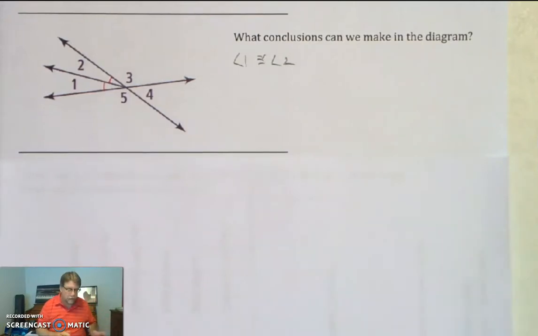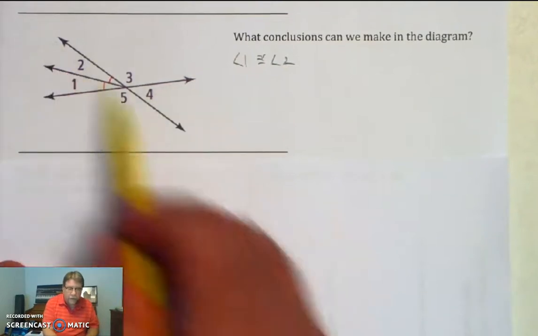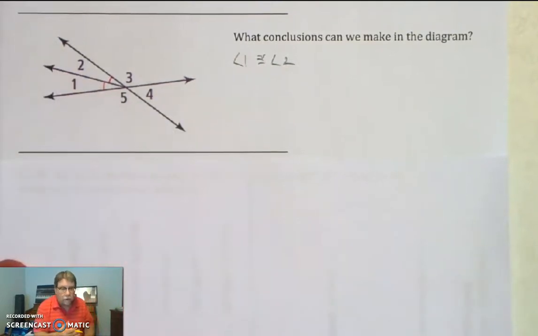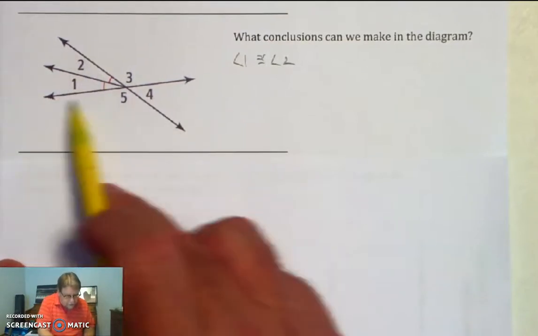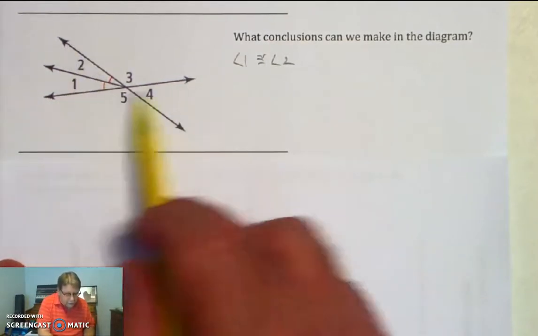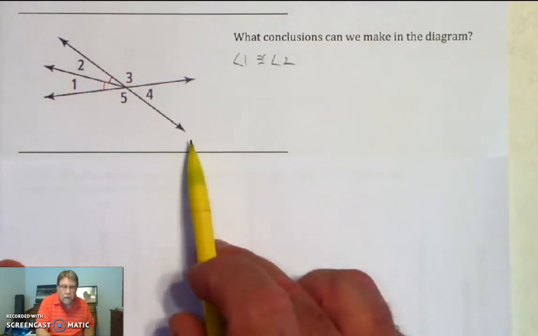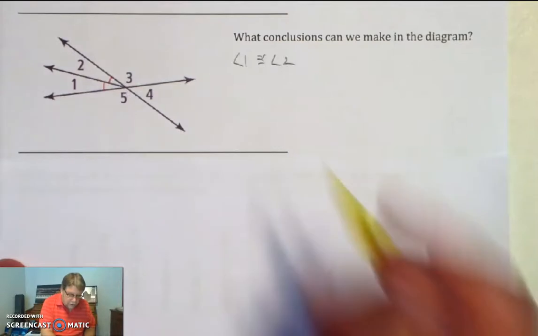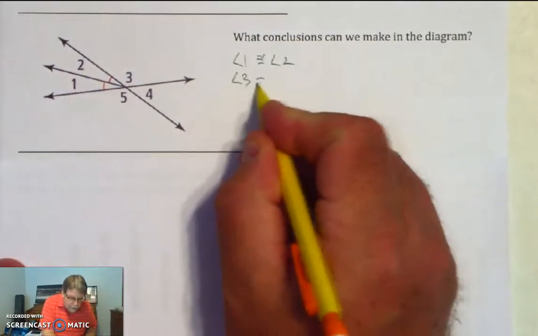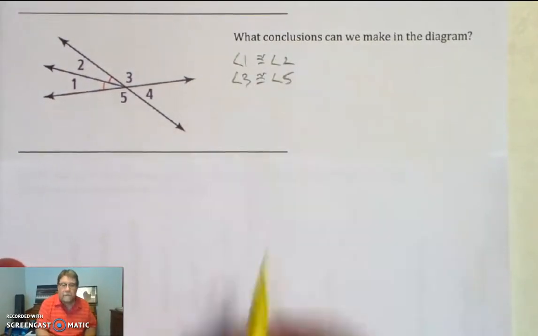As I look at this diagram, I see two lines that intersect because I'm looking for vertical angles. I see this line is intersecting this line, and so angle 3 and angle 5 are vertical angles. Well, what does that mean? That means they're congruent. So I'm going to write angle 3 is congruent to angle 5. Why? Because they're vertical angles.